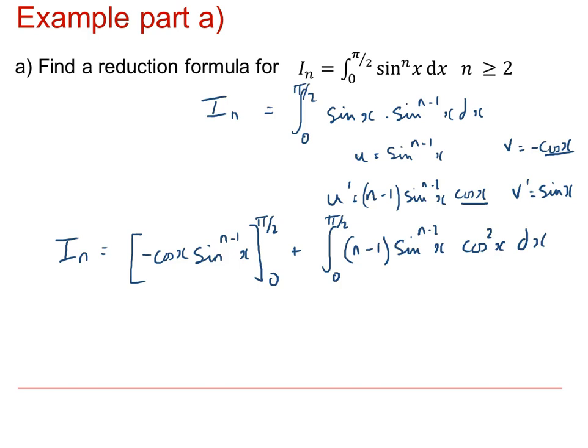The first part of this we can evaluate, because when x is equal to 0, sine x is equal to 0, and when x is equal to pi by 2, cos x is 0. So this evaluates to 0, and we're left with 0 plus this integral here still to evaluate. And that I'll consider on the next slide.